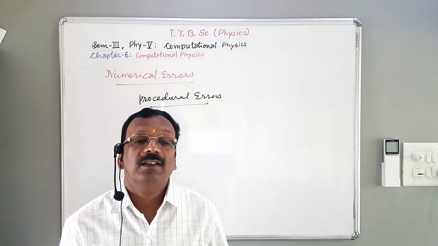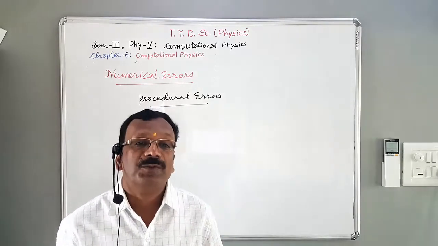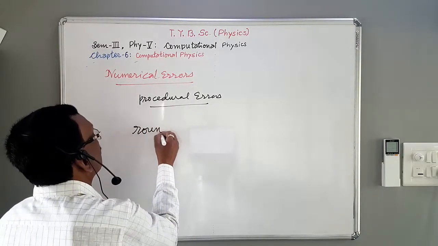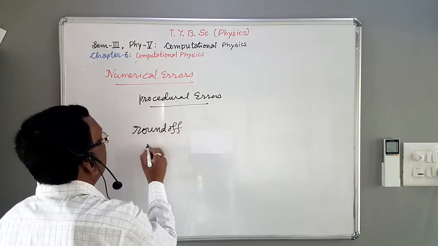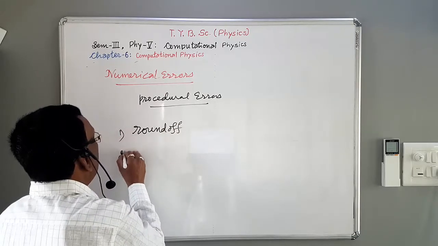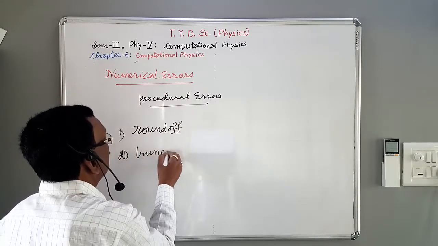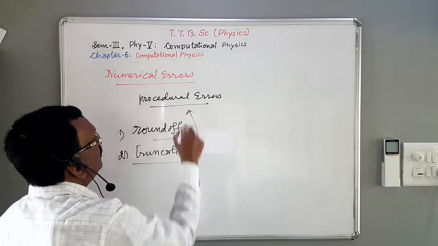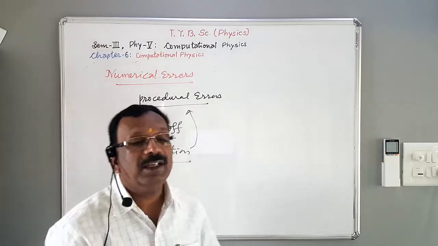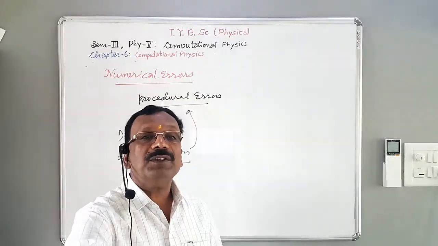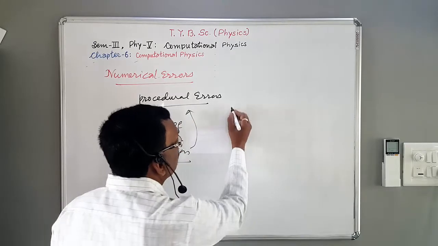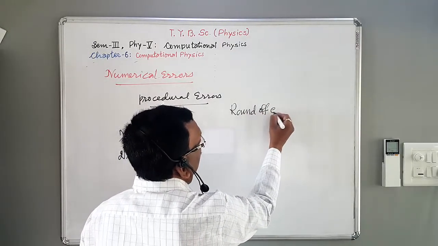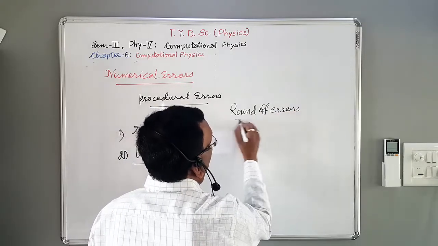These errors have two forms. One of them is round off error and the second one is truncation error. These are the two forms of procedural error or numerical errors. Now we are going to see them one by one. First of all, round off error.